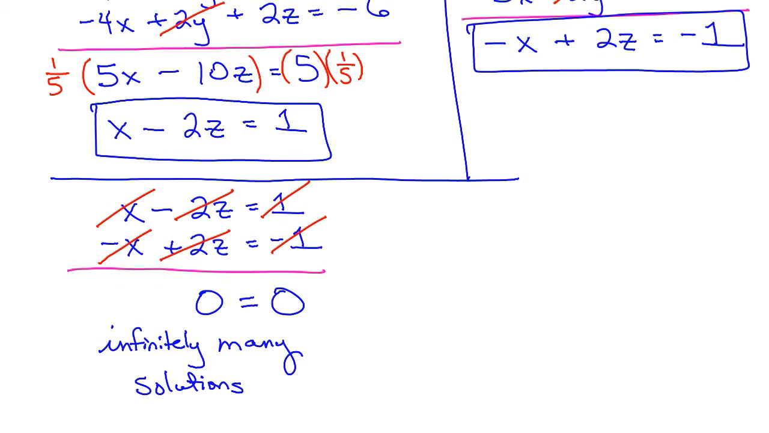And we say that these equations are dependent. So since I did get a true equation without any variables, 0 equals 0, it's infinitely many solutions and the equations are dependent. Now, had you ended up with 0 equals another number like 4 or so, then there would be no solutions because that would be a false statement.